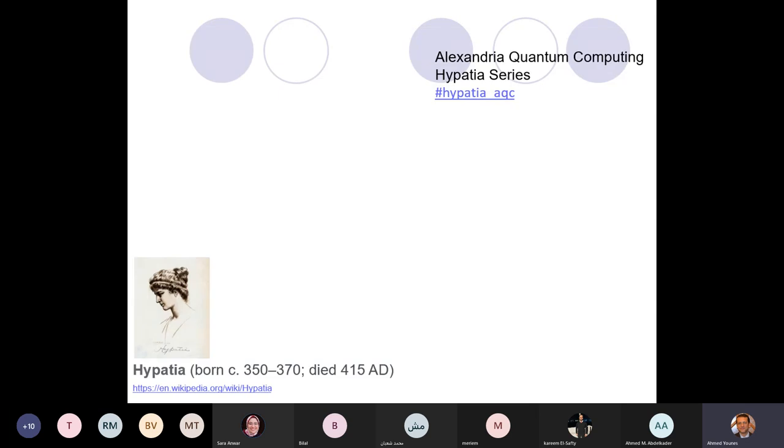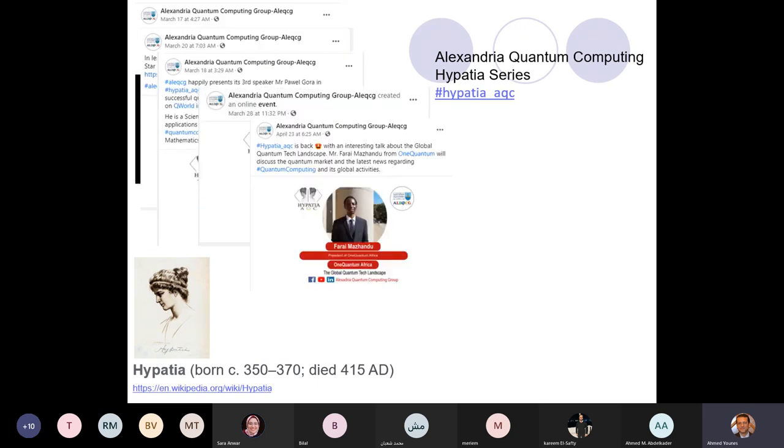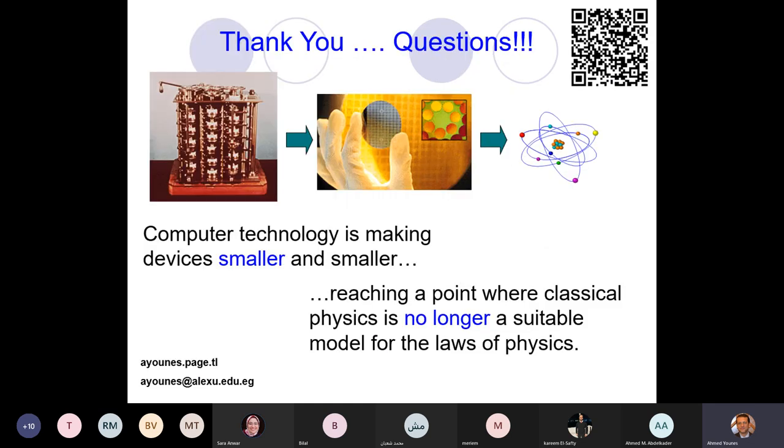Today we are in the Alexandria Quantum Computing Hypatia series. We invited many speakers, and we still have many to come. This is our speaker today, Ahmed Mustafa. And in 2 weeks, we will have a very interesting talk about how to implement quantum gates on DNA computers. This will be a novel approach, a novel subject to listen to. Thank you very much for joining us today, and we hope to see you soon in our next Hypatia talk. Thank you very much.